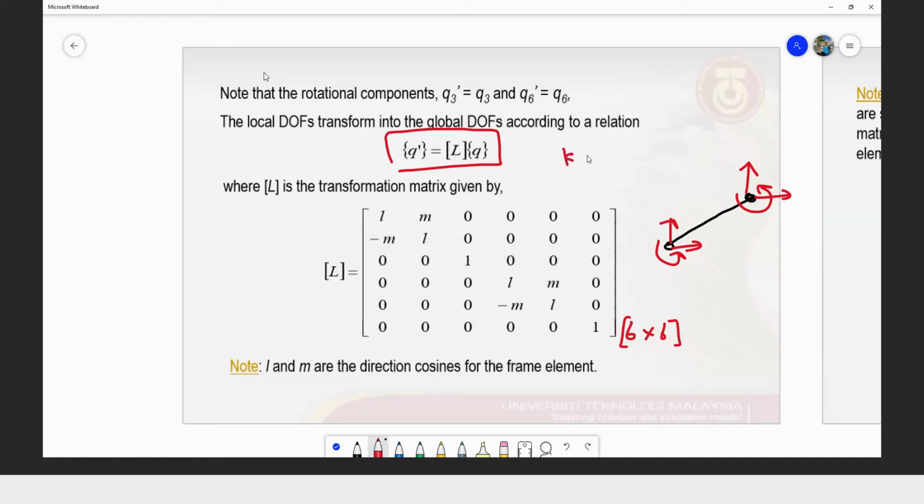To obtain K in global, you have to multiply L, K, L, which is all of this 6 by 6 multiplied by 6 by 6 and 6 by 6. So if you solve this using this approach in your test or exam, I'm very sure that you are not going to complete your problem at all. You are not going to complete your test.